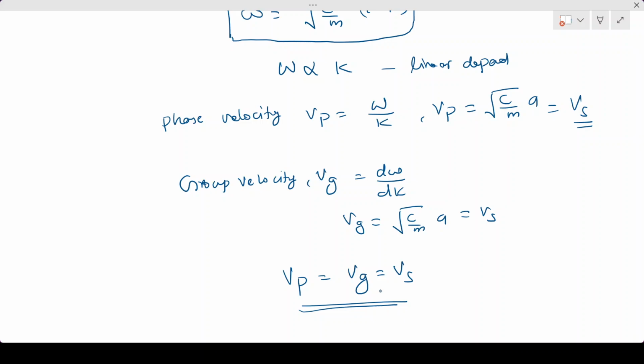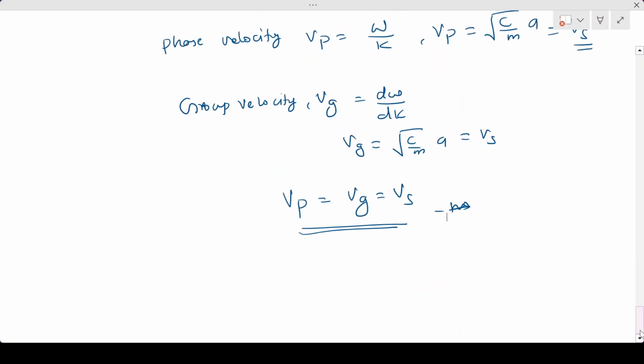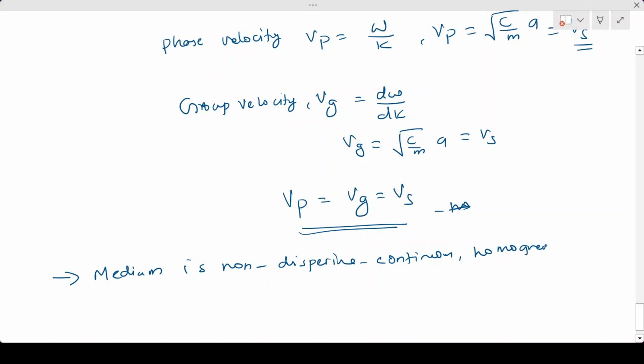So at low frequency, longer wavelength, the medium is non-dispersive. The highlight of this one is, the medium is non-dispersive if the phase velocity is equal to group velocity. Hence it can be considered as a continuous and homogeneous medium. If the medium is non-dispersive, it means the medium is a continuous one and also a homogeneous medium.